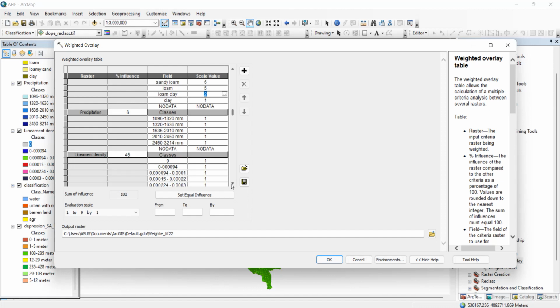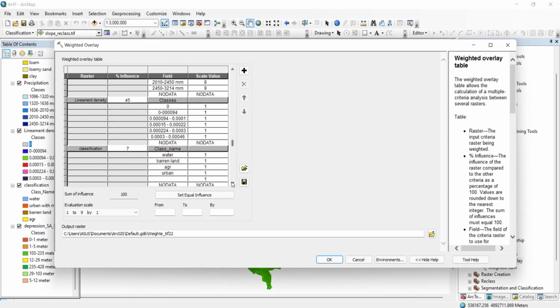So the next step, precipitation. So it's easy. Highest precipitation has the highest rank. So we will assign it. We can assign 7 or 8. Okay, let's assign 8. So this will be 7. This will be 5. Okay, and this will be 3.